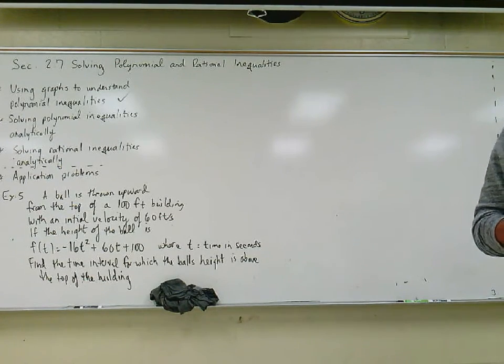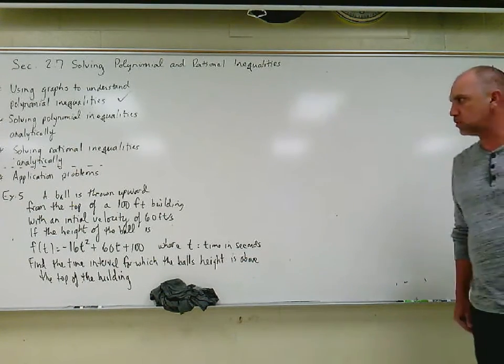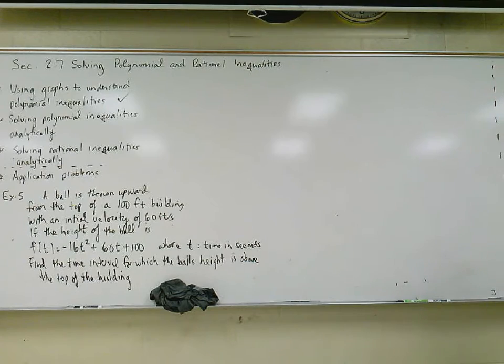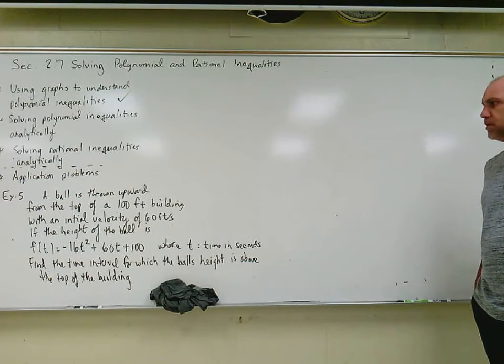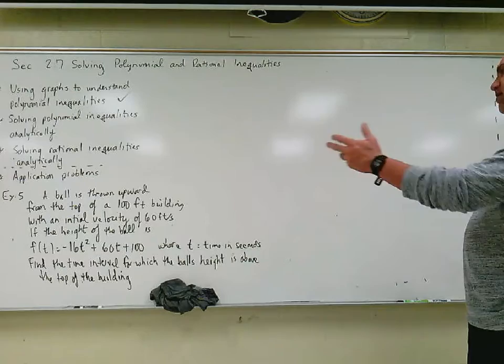All right, so we're looking at a couple application problems. So let's read through this one and make sure we understand how this is an inequality. So we've got a ball is thrown upward from the top of a 100-foot building with an initial velocity of 60 feet per second. If the height of the ball is given by that f of t equation.